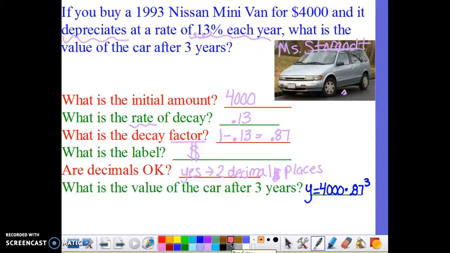So once I've written that out, I just go ahead and plug it into my calculator, and you should get the value of the minivan to be $2,634.01. That's our estimation of what the minivan's value is going to be in 3 years.